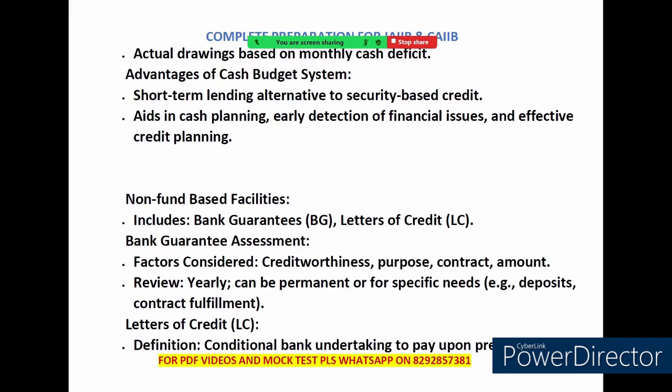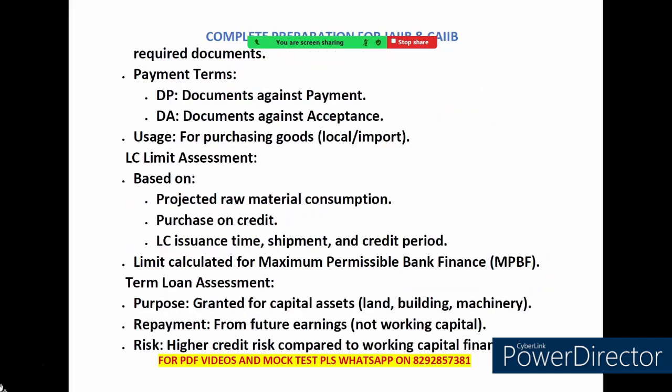Now let's look at some non-fund based facilities, which include bank guarantee and letter of credit. A bank guarantee is a promise made by the bank to cover the business obligation if it cannot pay. The bank checks the business creditworthiness, and this guarantee can be either permanent or for a specific need like a deposit or contractual obligation. LC is an assurance from the bank that it will pay the seller on behalf of the buyer, and there are two types, DP and DA.